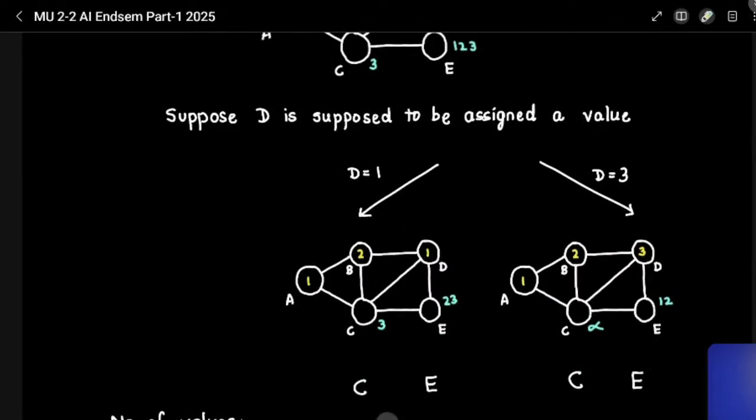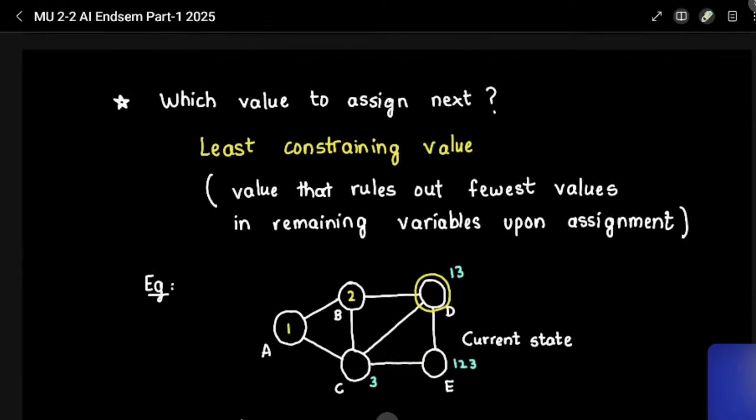Now if you look at least constraining value, what does it say? You have to choose that value that rules out the fewest values in the remaining variables upon assignment. So let us count how many values were ruled out in the remaining variables.